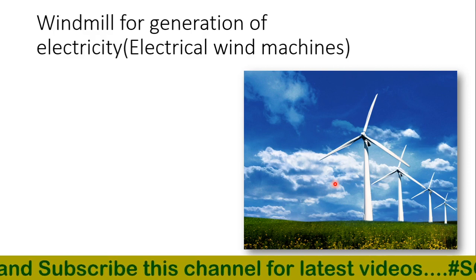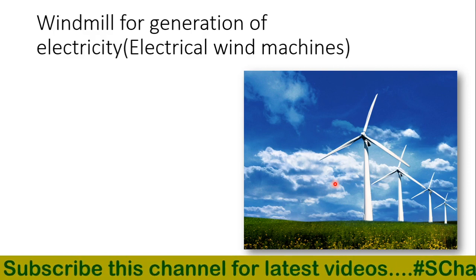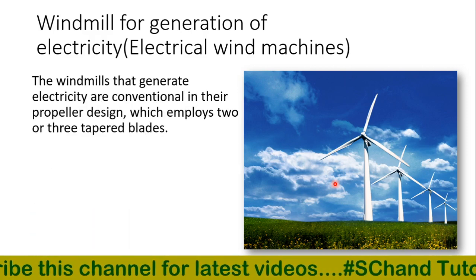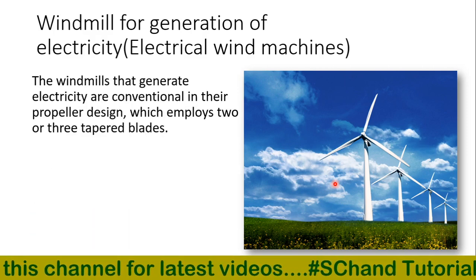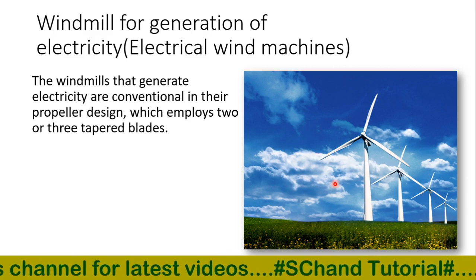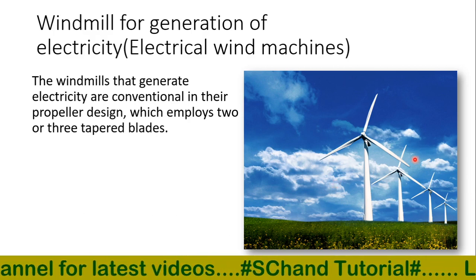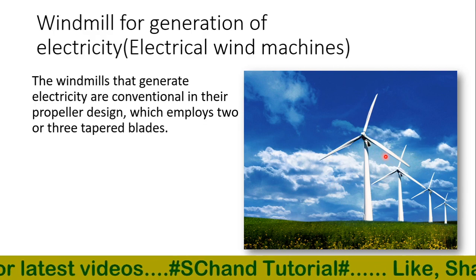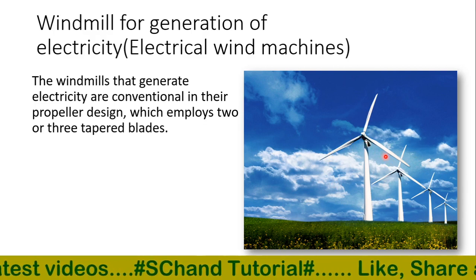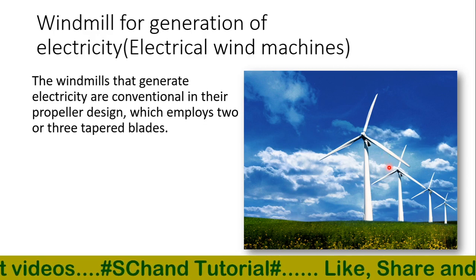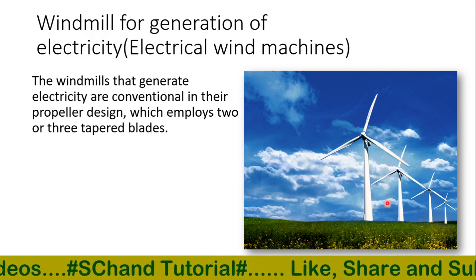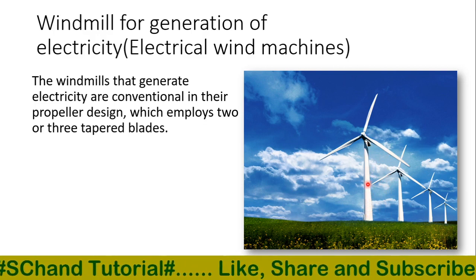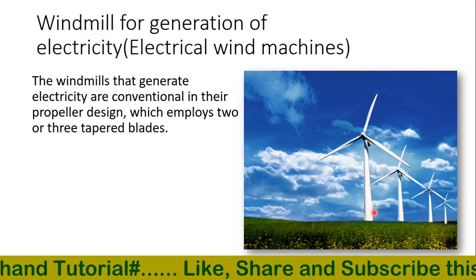Windmills that generate electricity are conventional in their propeller designs, which implies 2 or 3 tapered blades. These are the traditional design of the windmill. The shaft of this windmill is connected to the shaft of the armature of the generator. At the back there is one shaft which is connected to the shaft of the generator.